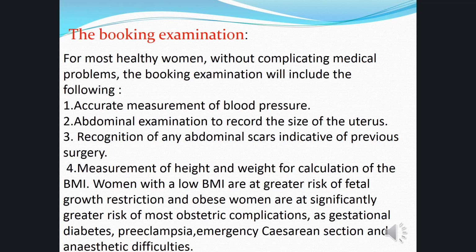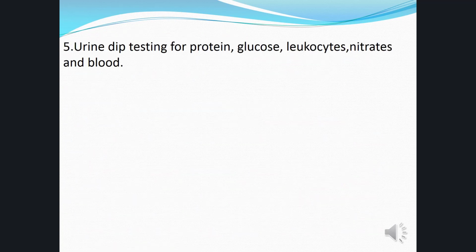Women with a low body mass index are at a greater risk of fetal growth restriction, and obese women are at significantly greater risk of most obstetrical complications such as gestational diabetes, preeclampsia, emergency cesarean section, and anesthetic difficulties. Fifth, urine dip testing for protein, glucose, leukocytes, nitrites, and blood.